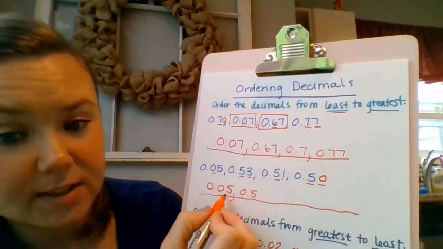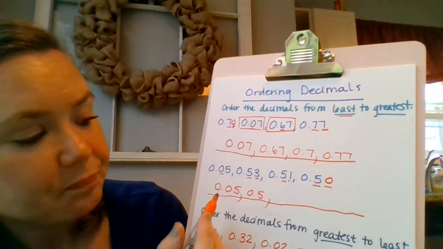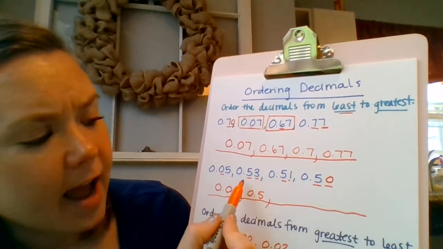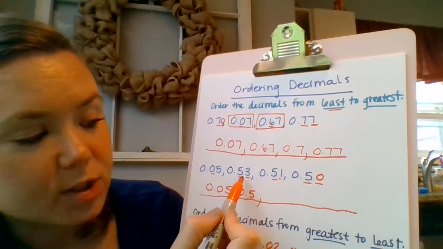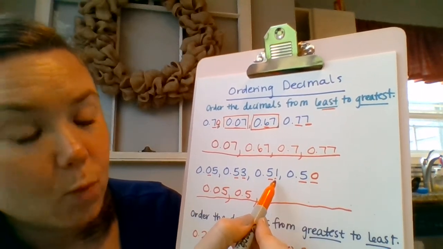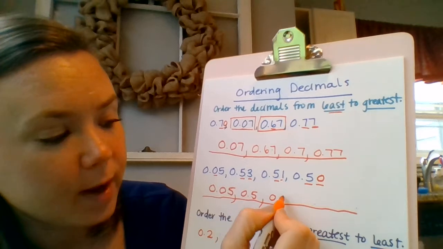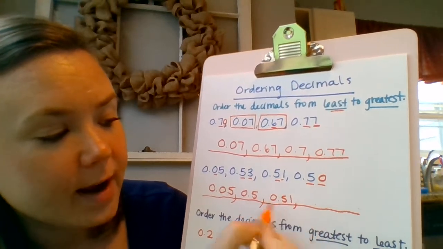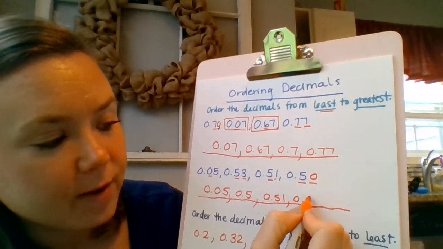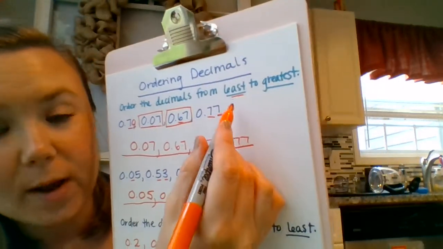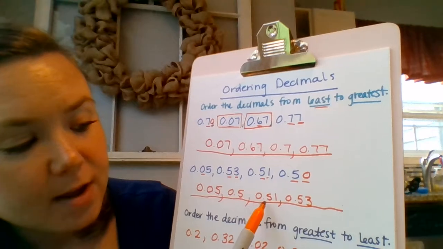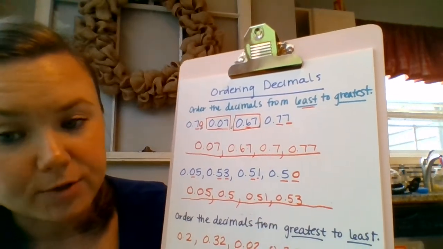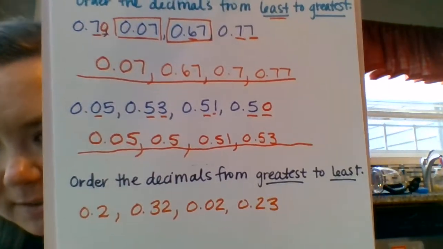So this is like 5 cents. This is like 50 cents. Okay. Next, I have 0.53 and 0.51 left. What's smaller, 3 or 1? 1 is smaller. So I put 0.51, and then last would be 0.53. That's because I'm going least to greatest. So I have 5 hundredths, 5 tenths, 51 hundredths, 53 hundredths. Okay, does that make sense?